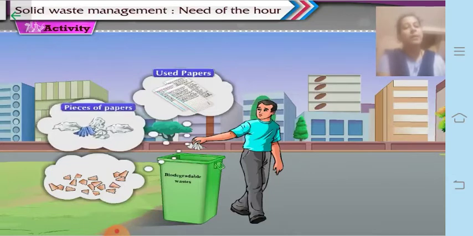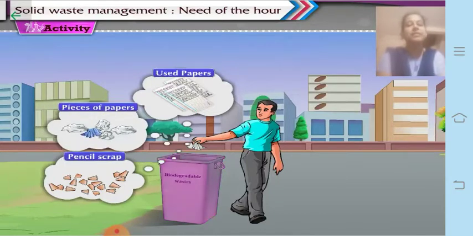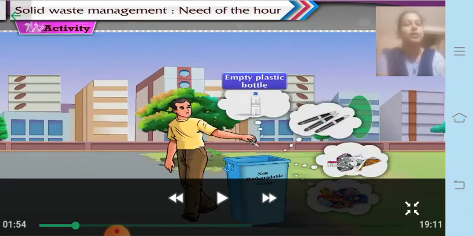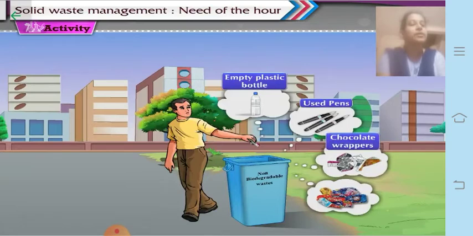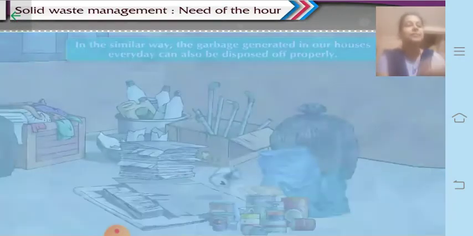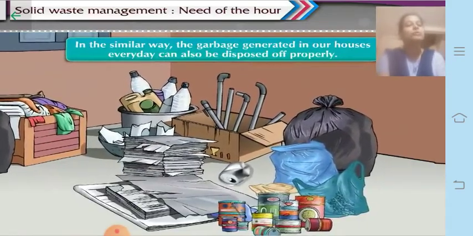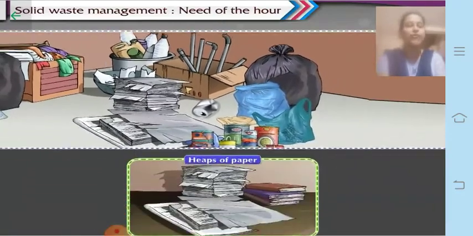Now the used papers or pieces of paper and pencil scraps can be put in the green trash bin, whereas the empty plastic bottles, used pens, chocolate wrappers and food wrappers can be thrown in the blue trash bin, right? So this way we can categorize the waste material from the school. Even at homes we can follow this activity. In a similar way, the garbage generated in our homes every day can also be disposed of properly.